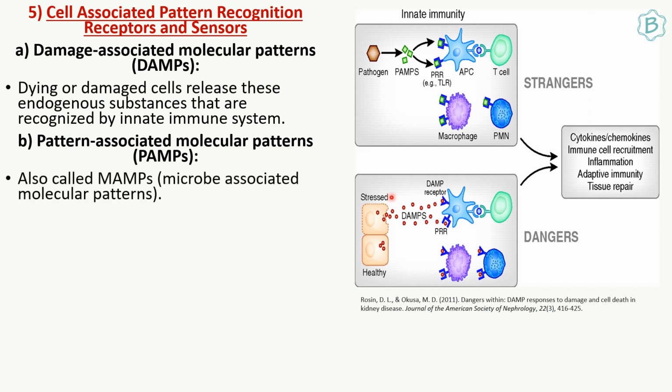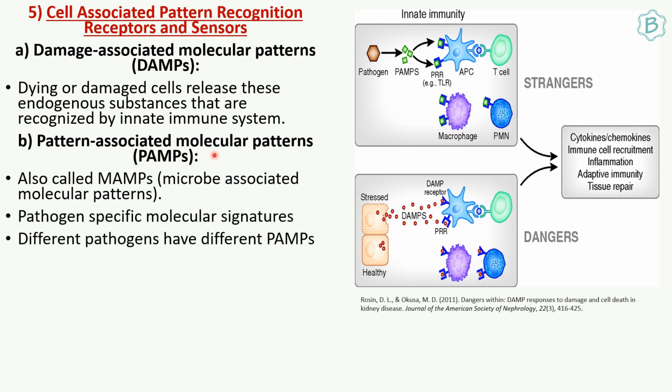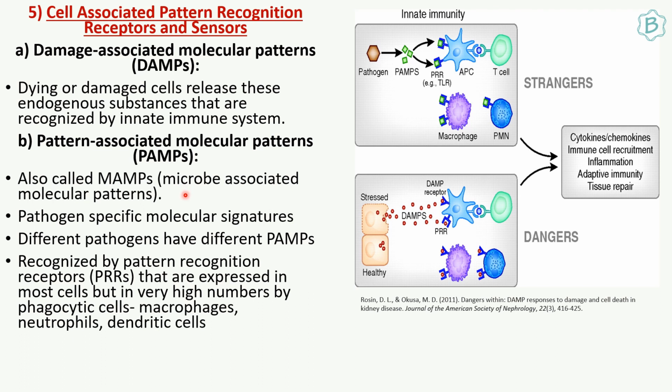Then the second type is pathogen associated molecular patterns, also known as PAMPs. PAMPs are also referred to as microbe associated molecular patterns. This is a pathogen specific molecular signature, which means that these PAMPs are unique or highly abundant in a pathogen and not in the host. So this would help in differentiating between the pathogen and your own body cell. Different pathogens will have different PAMPs.